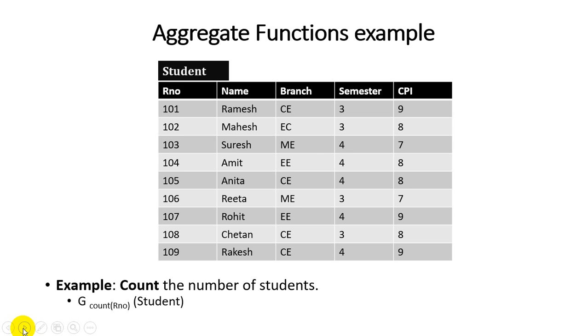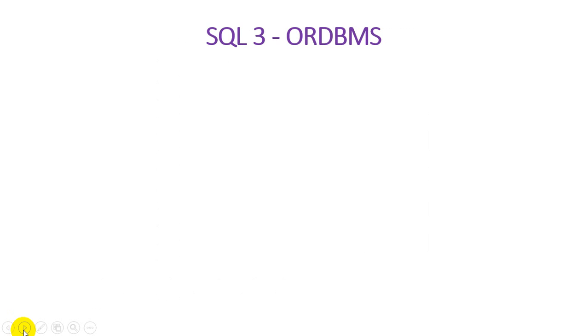So you just remember that if you want to count particular relation tuples, at that time we are applying a count aggregate function only to those attributes which have unique records. So there are 9 tuples available in the student table. Now let's see how SQL3 will be used in the real market.